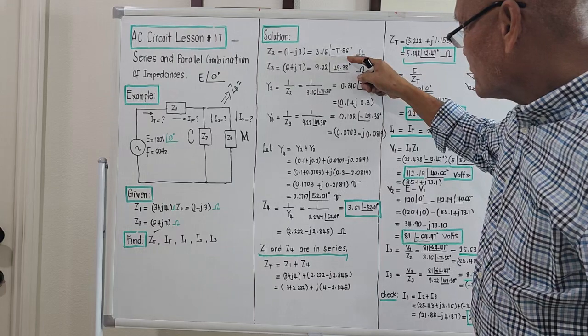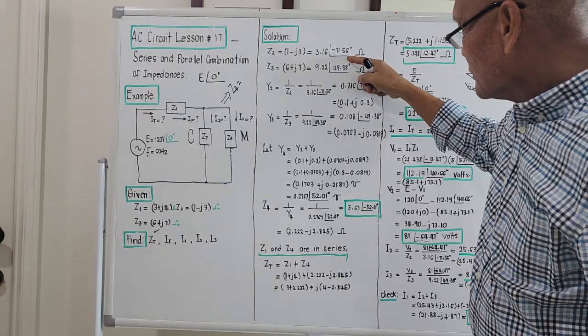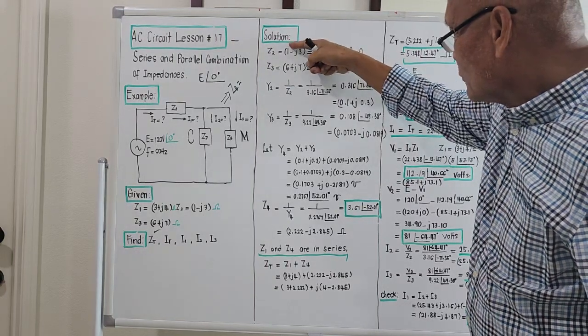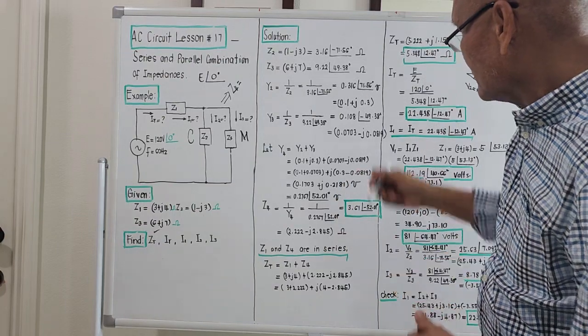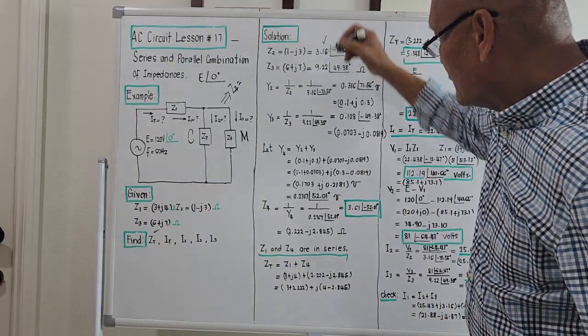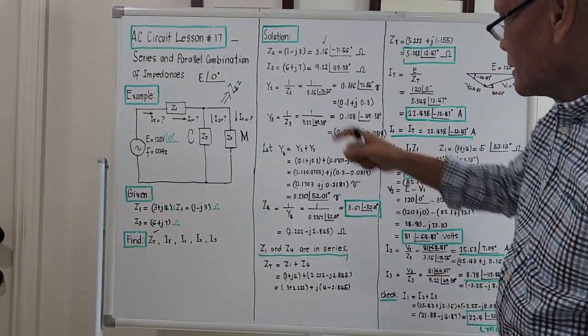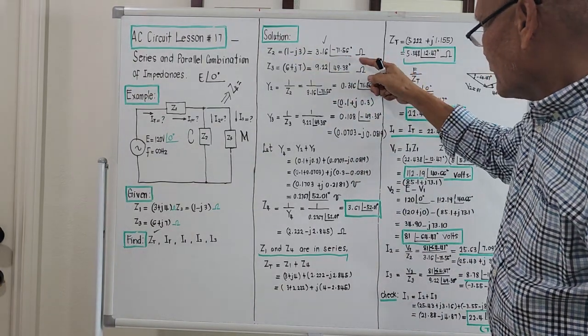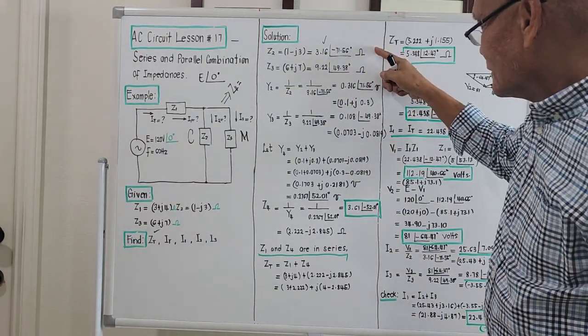Take the cosine of this. Divide that cosine value to 1. What will come out should be 3.16. The magnitude of C2. Okay, so we are converting from rectangular to polar. The unit is ohms. Right?